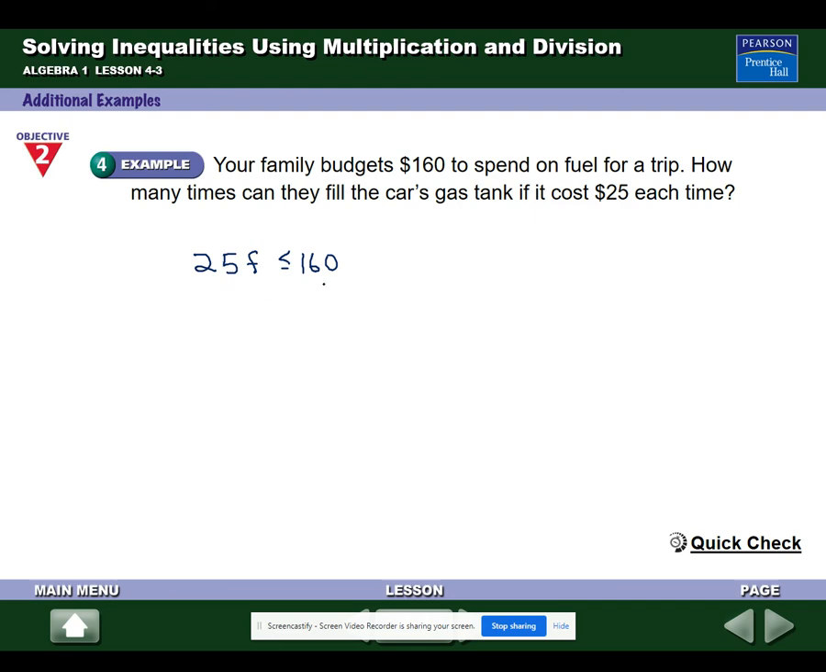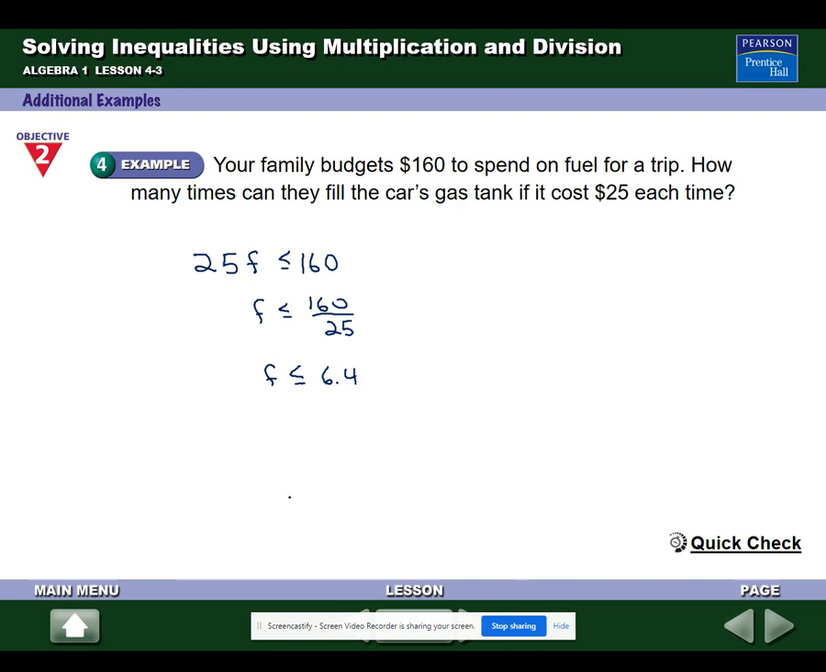So what would you do? You would divide both sides by 25. That's not a negative, so I'm keeping the inequality sign. And then on my calculator, if I need to, I'll do 160 over 25. Now that's not going to divide out evenly, so we're going to have something left over. It's 6.4. F is less than or equal to 6.4.